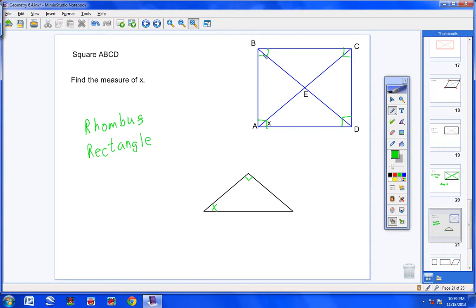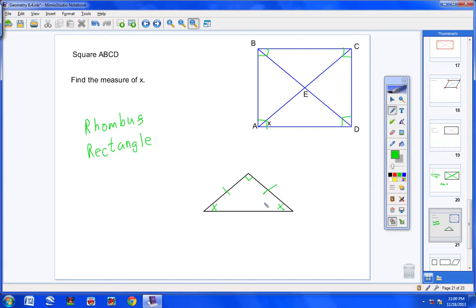So if it's a rectangle, remember what we learned about rectangles? The diagonals are equal. So if this diagonal here is congruent to this diagonal here, well then that means the length from A to E also has to be the same as the length from E to D. Okay, so what, Mr. Earhart? Well, then that means this side here is congruent to this side here. And what did we learn about a triangle that has two congruent sides? Whenever a triangle has two congruent sides, then their opposite angles are also congruent.